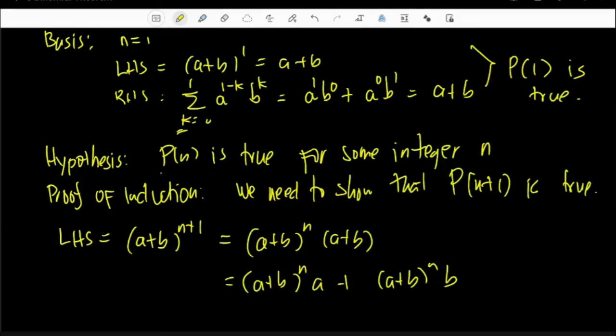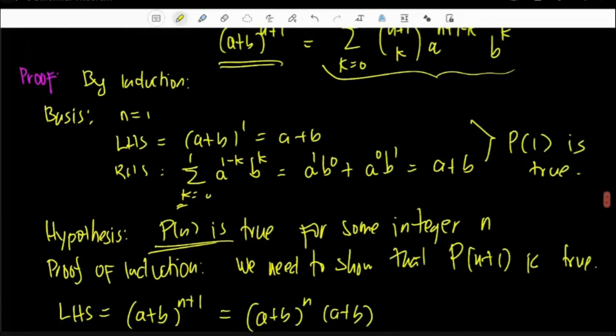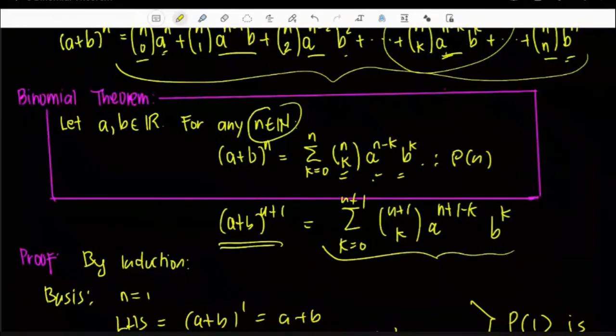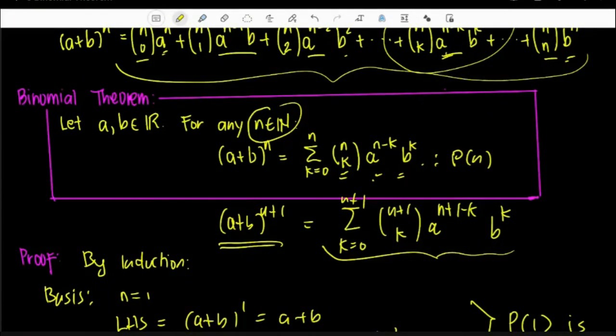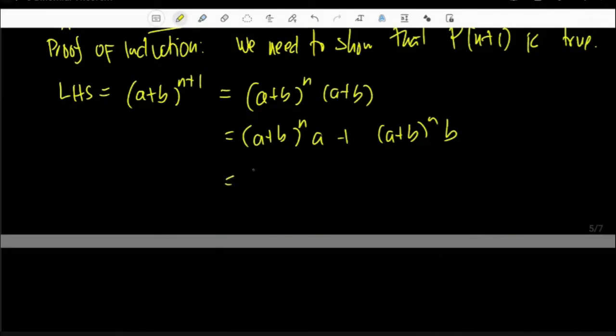So now, we go to our hypothesis. Ano ba sinasabi ng hypothesis? Ina-assume natin that P of N is true. Ano yung P of N? Ito yung P of N. So we assume that to be true. So now, we can use that because it's part of the hypothesis. So as hypothesized, A plus B to the N is equal to summation ng K equals 0 to N taken K, right? A to the N minus K, B to the K.